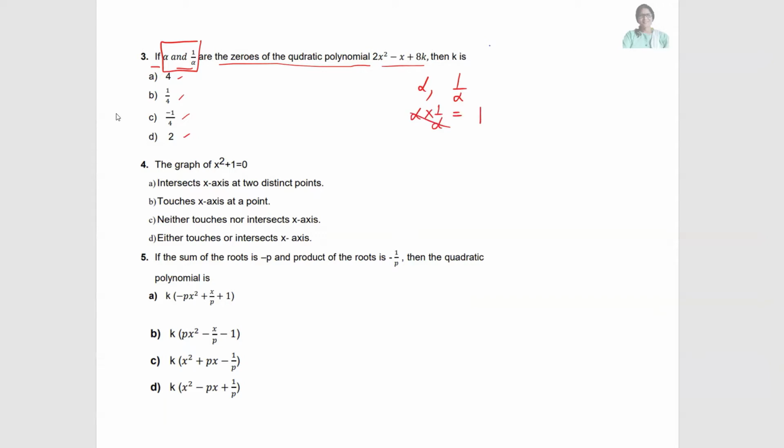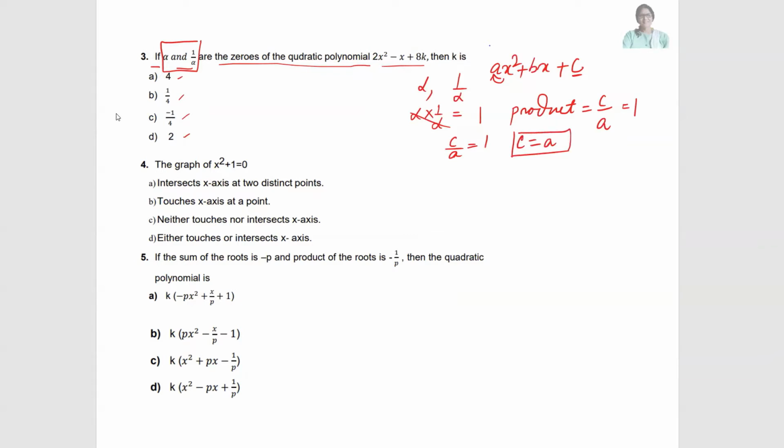And what is the product of roots? Product of zeros, you know that it will be c by a. What are c and a? In a quadratic polynomial ax square plus bx plus c, the coefficient of x square is called a, and the constant is c. And the product of two zeros is always c by a. So when I'm getting the product as 1, c by a is equal to 1, then c must be equal to a. So this is the concept here.